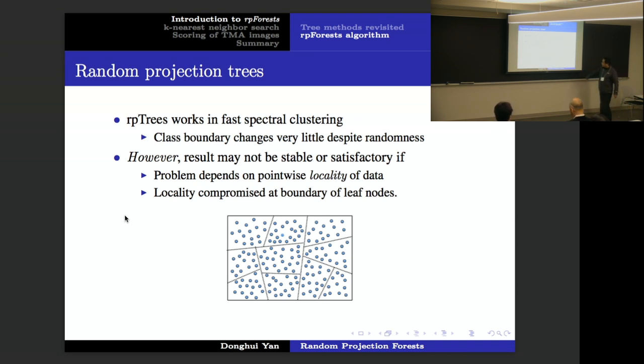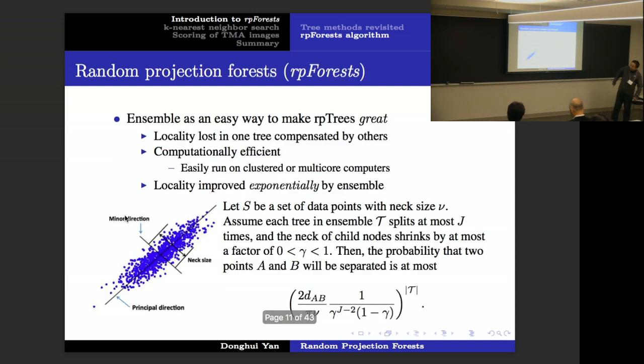So why doesn't this work? Because for those data points, the locality was compromised near the leaf node boundary. But that is only created by the trees, not the problem itself. So one strategy to make this work is to use an ensemble. Basically, we group many different trees, then aggregate the results from the many different trees. In that case, the locality compromised in one tree will be compensated by other trees.